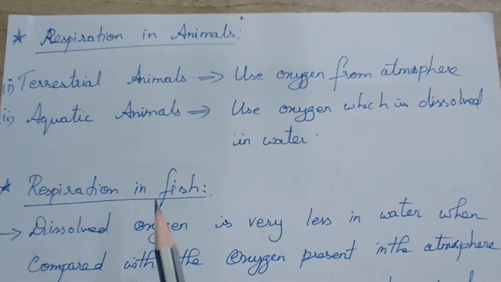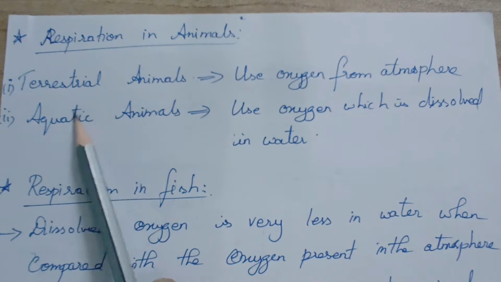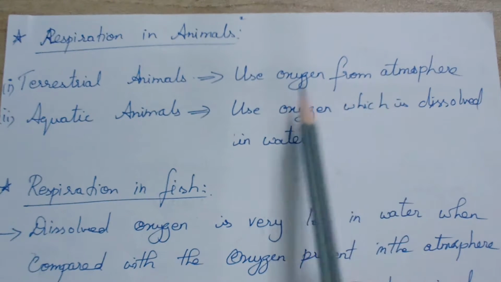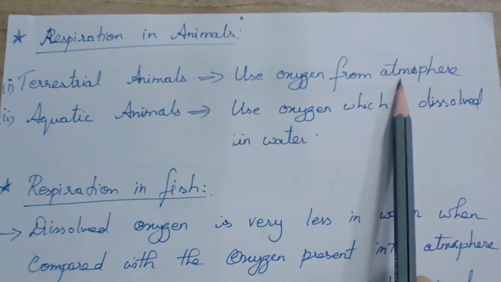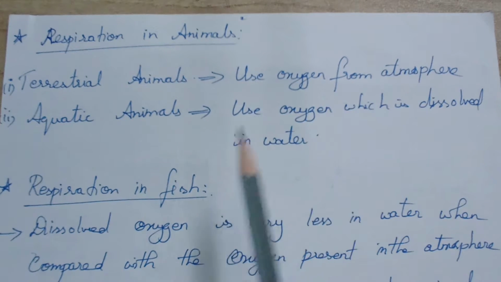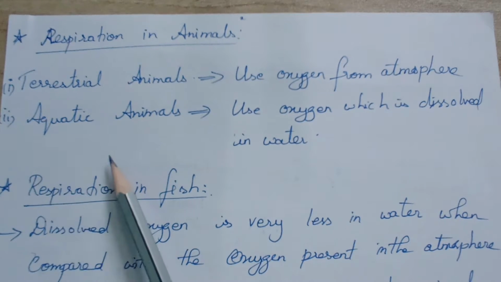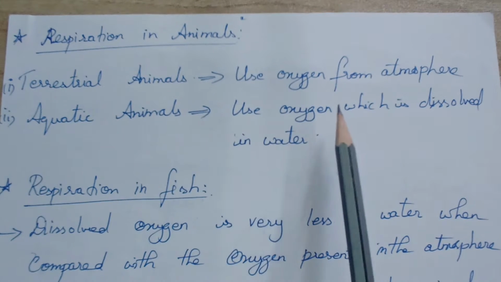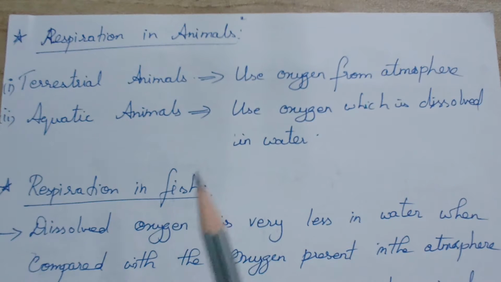The terrestrial animals, that is, those living on land, get the oxygen from the atmosphere. You know that in the atmosphere there is 21 percent oxygen by volume. The aquatic animals get the oxygen which is dissolved in water. Oxygen will be dissolved in water, and from the water they will take the oxygen, right?